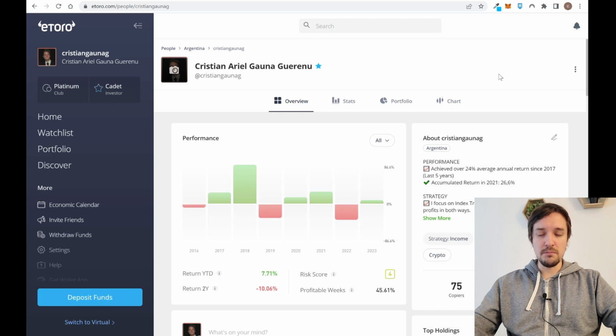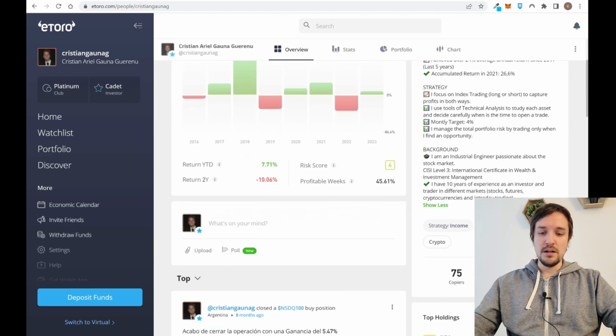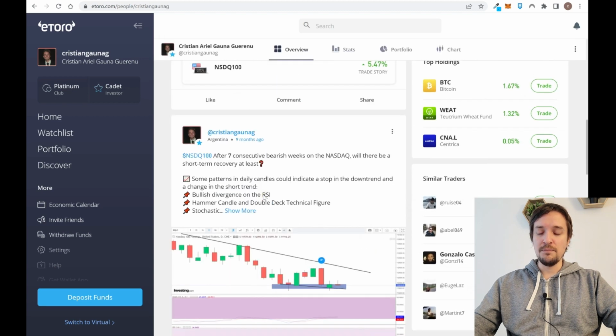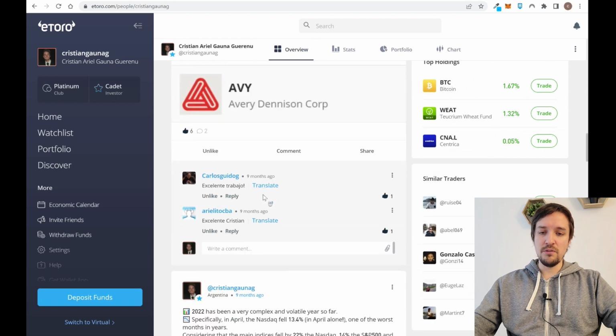In my opinion, in my case in particular, it's always better to avoid copying open positions because I trade short term, but that depends on the type of trader that you are looking for. And also in here you can understand a bit of the strategy, or something that every trader wants to tell you about their strategy, the performance, the background, and so on. And you also have in here the feed, in which every trader can show different types of information.